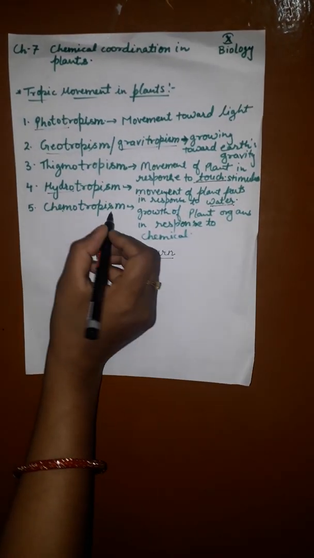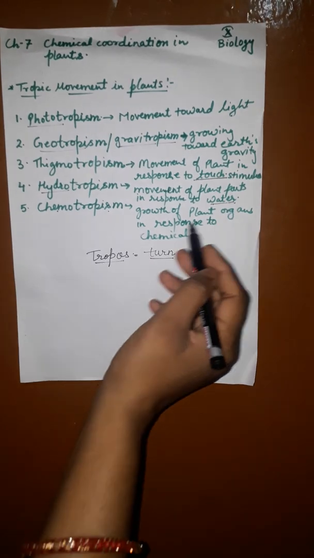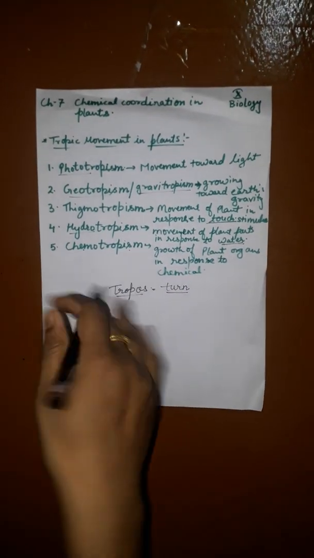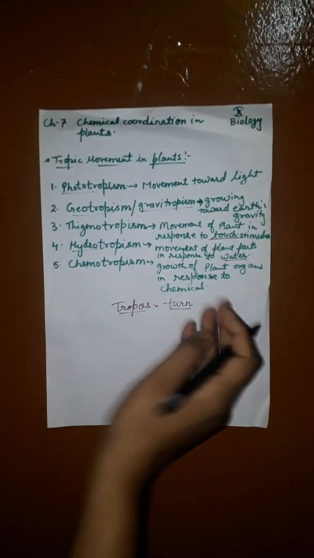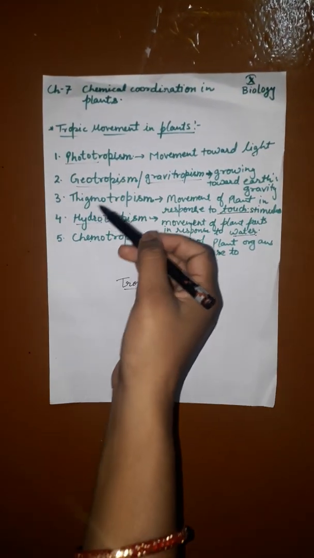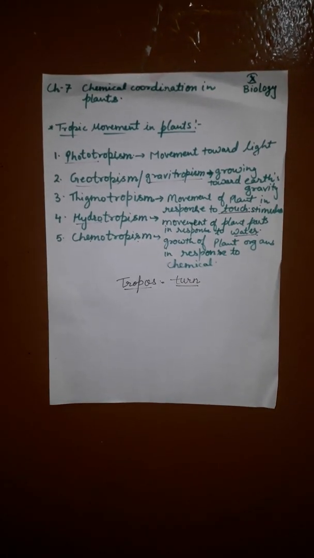Now next is chemotropism, growth of a plant organ in response to chemical. So it is called chemo, means turn towards the particular stimulus. On the basis of the stimulus, tropic movements are of 5 types: phototropism, geotropism, thigmotropism, hydrotropism and chemotropism.